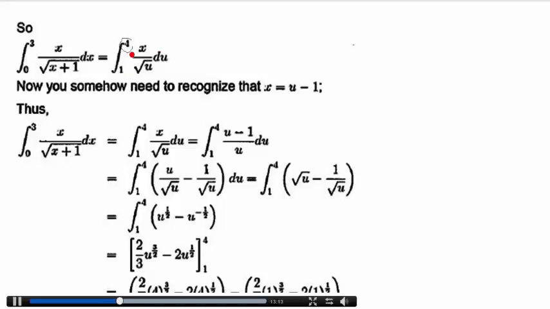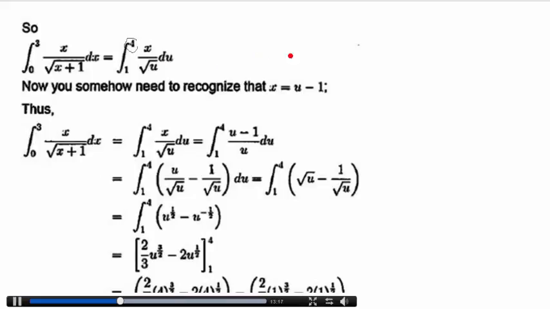So our information we got from 1 to 4, because this is in terms of du. If this was du, then our limits of integration have to be in terms of du. Over here it was dx, and we got 0 to 3. The only reason we got 1 to 4 was that u was equal to x plus 1. From this side by side comparison, you can see this is root of x plus 1, and we got root of u.